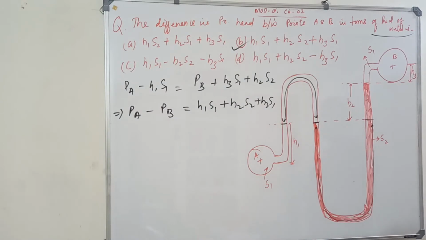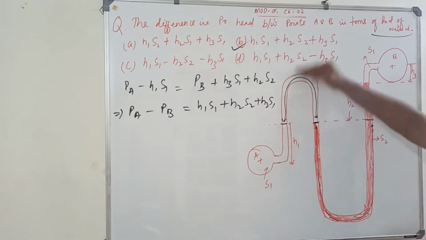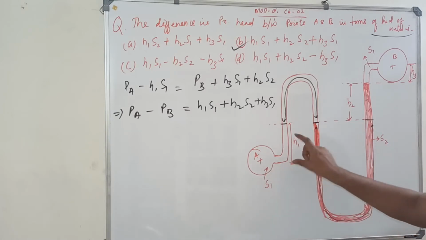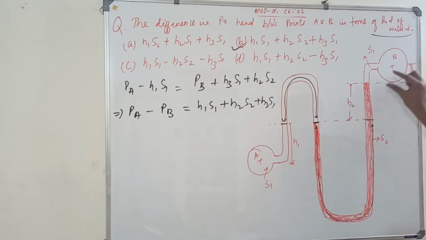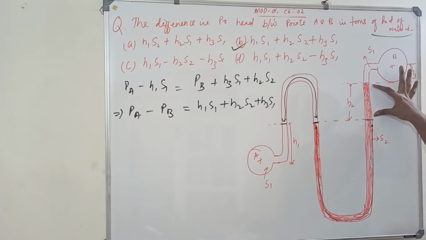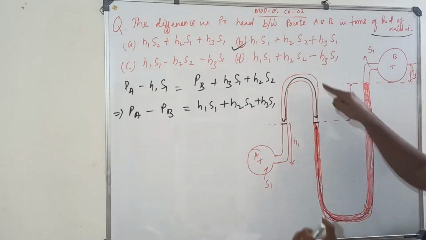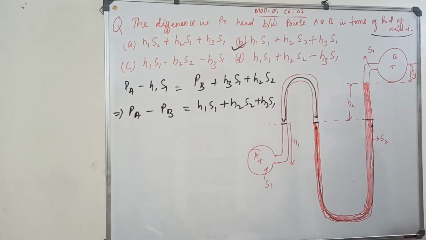You understood now what I am trying to say? Here pressure same, neglect it. Here pressure same, neglect this part. So PA minus H1 S1 equal to PB plus H3 S1 plus H2 S2. So this much part has been omitted because of our Pascal's law. So it is much simpler. Very simple, 1 mark only. You cannot take more time for this kind of question. Come on, note it down fast.